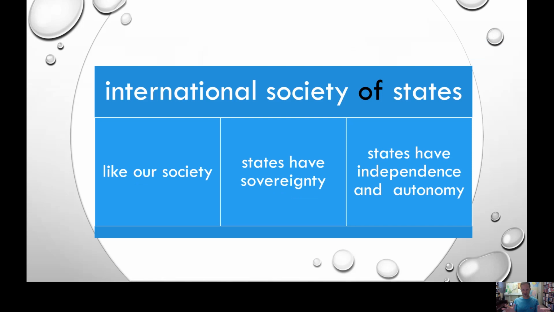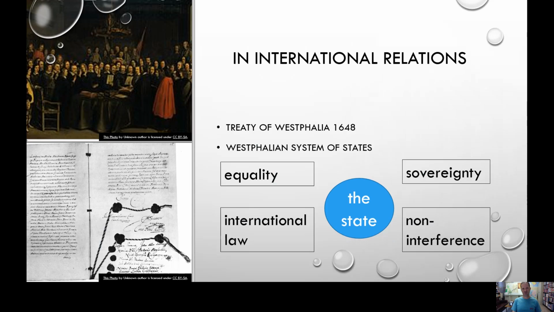But of course, what we're talking about here is international relations. So we have some international society. What we've been talking about until now was a national society or a domestic society. We also have an international society of states. But this international society is in some ways like our society. So the states also have sovereignty. And this means that the states also have independence, and states also have autonomy. The states have the ability to choose and to decide by themselves.